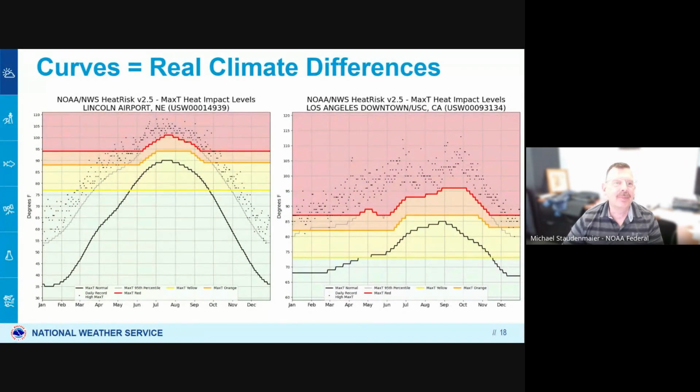This science-based approach leads to very different annual threshold curves at each location, and this is what we want. Here you can see an example for both the Lincoln Airport in Nebraska and downtown Los Angeles, showing how these thresholds increase during the spring, they peak, and then they drop during the fall. But the values and even the curve shapes themselves are very different in order to represent that climatology appropriately.